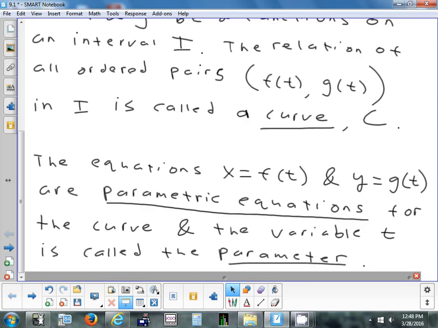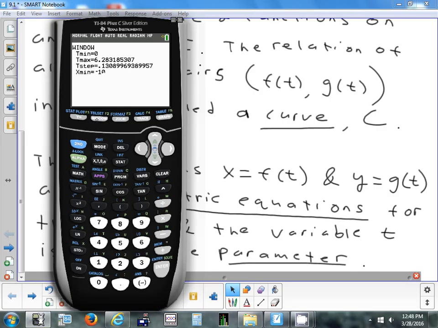And if you go to your window, you'll see there's a spot under window now to type in a minimum value for the parameter and a maximum value, in addition to your window left and right and your window up and down like we've always had. Right? So this Tmin, Tmax, and Tstep, those are all new. And they're all very important, especially Tstep. We'll talk about that.